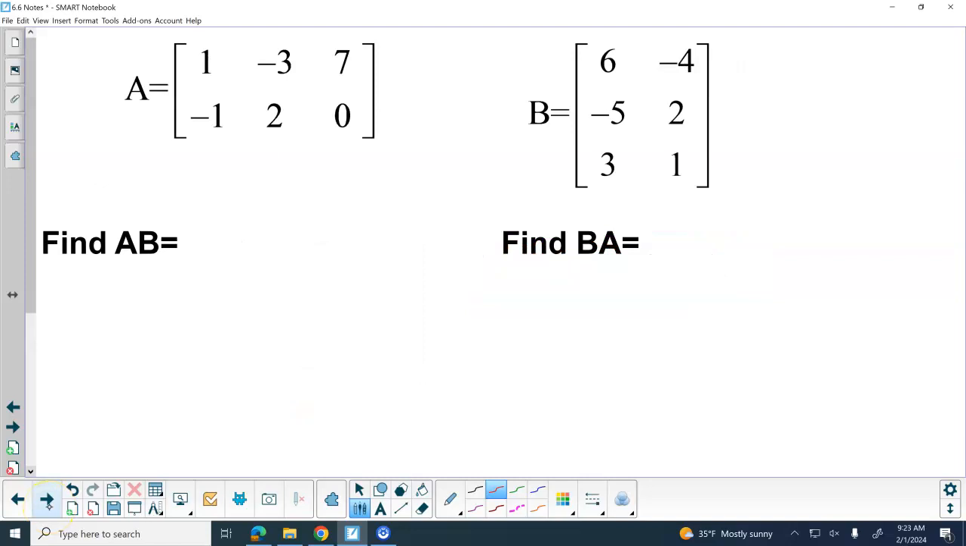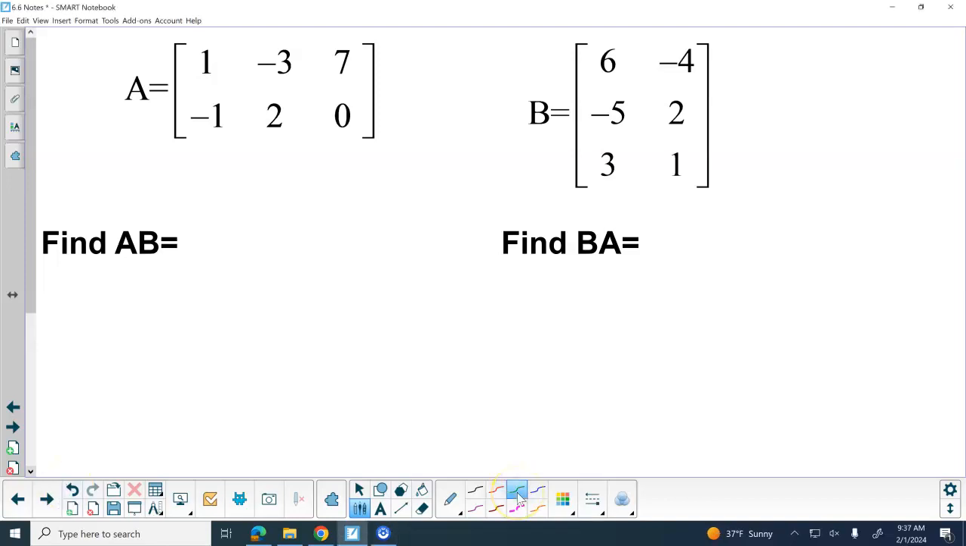All right, on this particular one, I would like you to first find me matrix A times matrix B, and then find me matrix B times matrix A. I'm going to give you some time to do this on your own, and both of them work, just so you know.